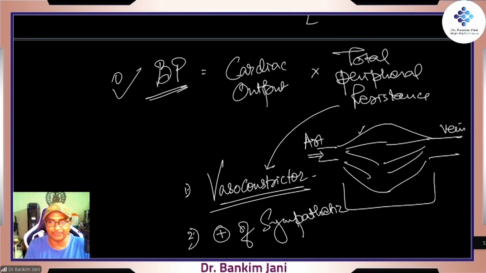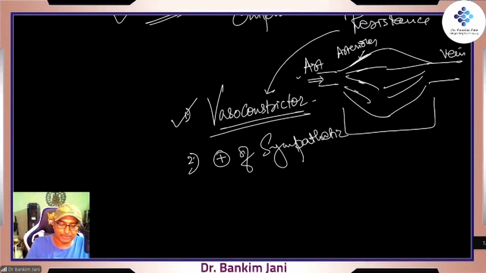Total peripheral resistance is that this is the artery, these are the arterioles, right? Arterioles, venules, and then the formation of the vein. So if there is constriction over here, there will be a back pressure. So the key word is vasoconstrictor. When the vessels are constricted, it will lead to increased back pressure.